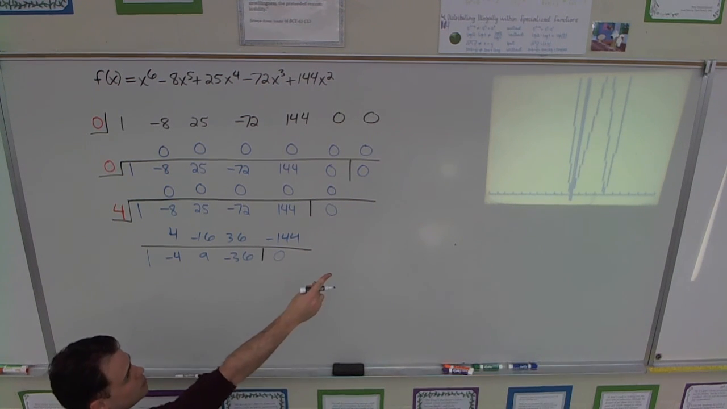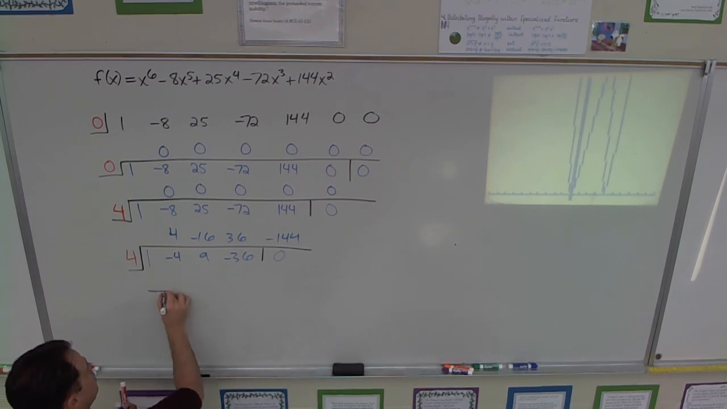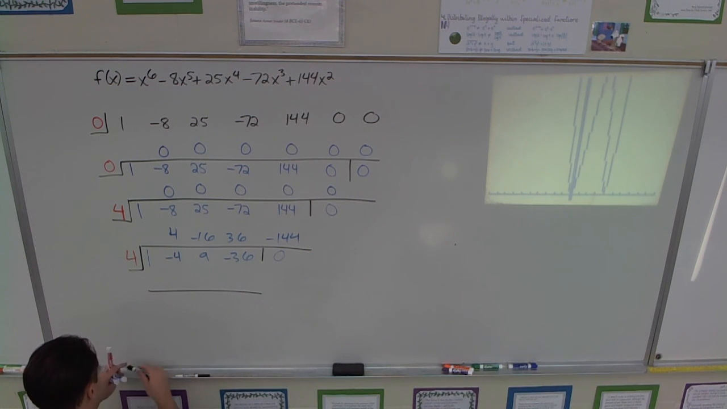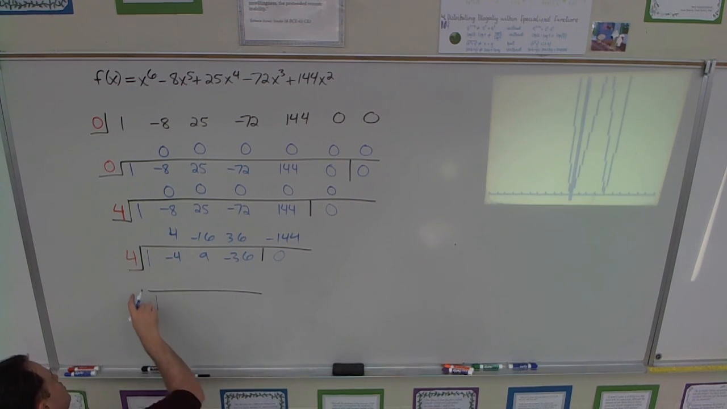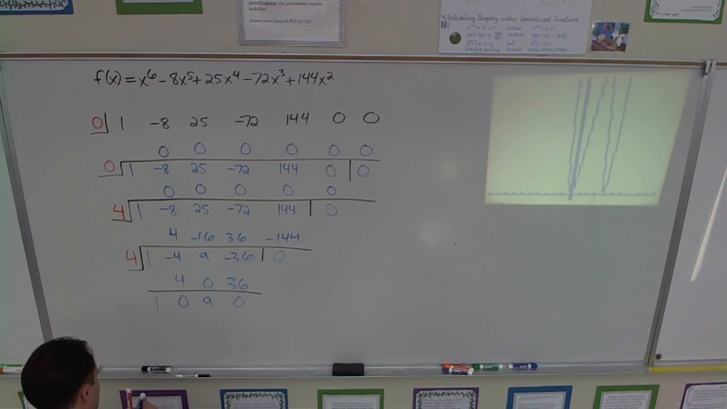So I knew that would happen because I see the 0 on the graph. Since it bounces, I'm pretty sure 4 is going to work again as well. So I'm going to go ahead and do that one as well. Multiply, add, multiply, add, multiply, and add. There's confirmation that it worked a second time.